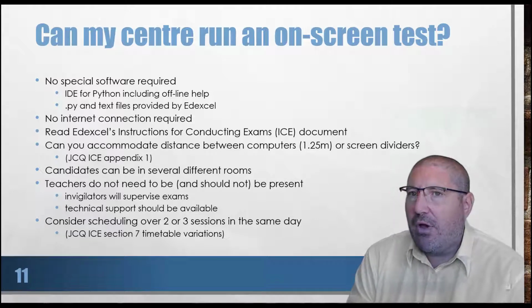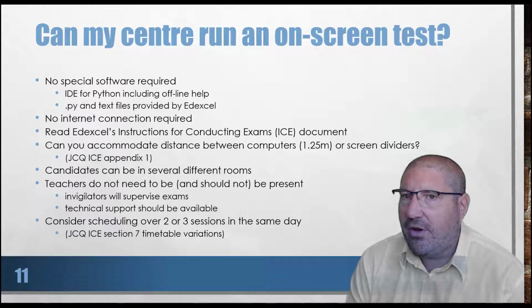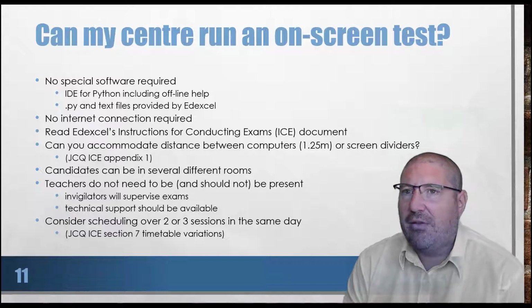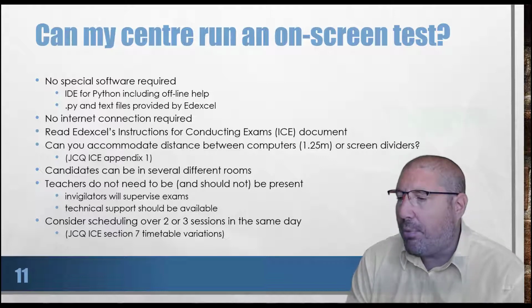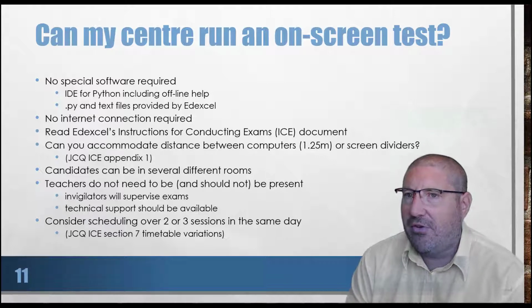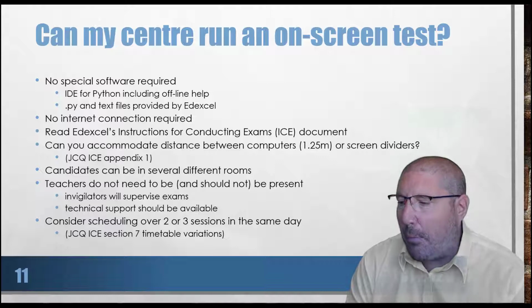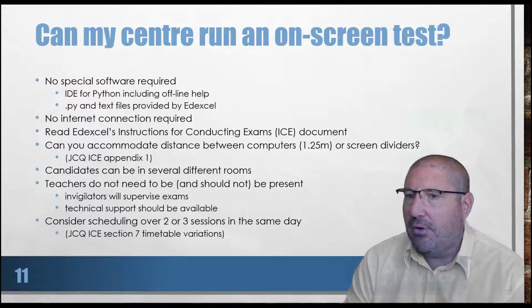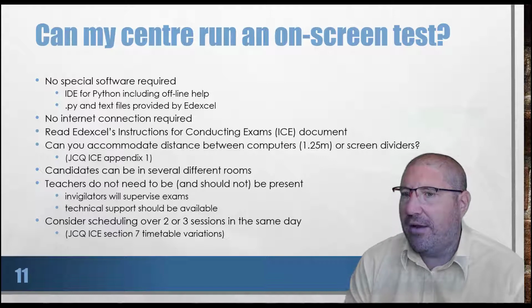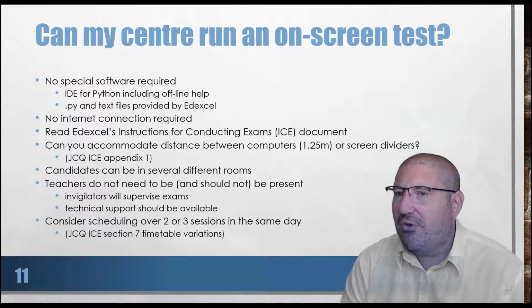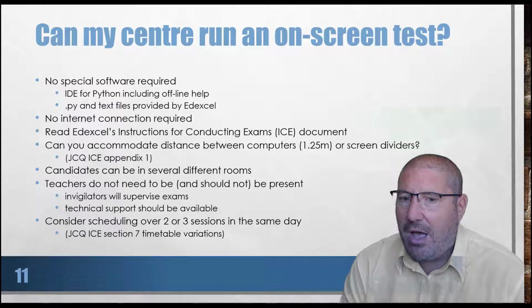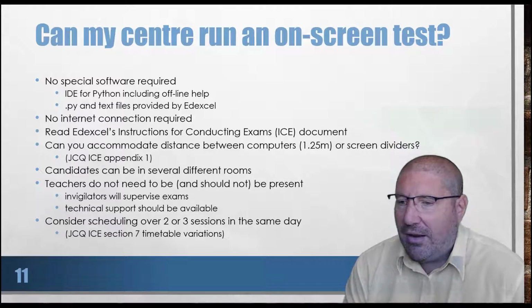Consider as well, if you've got a large cohort, let's say you've got 90 students and you think, well, I can't actually get all 90 students into computer rooms at the same time. That's not a problem, because you can schedule your sessions like 2 or 3 sessions a day. You could have an early morning session, a late morning session, an early afternoon session, an early evening session, for example. As long as your centre abides by the JCQ ICE timetable variation tools, which your exams officer will be very familiar with, then it's not a problem. This happens with exam clashes, so it happens all the time.